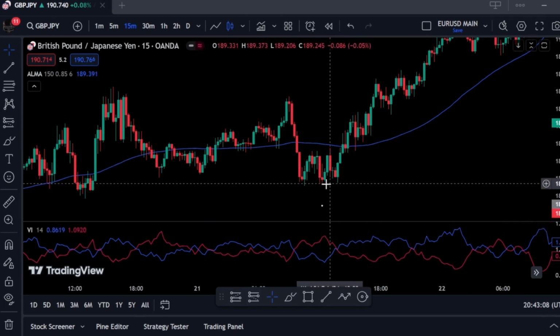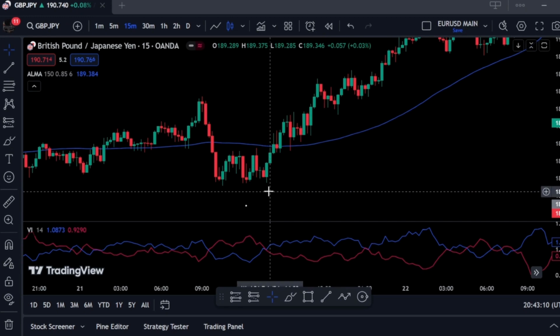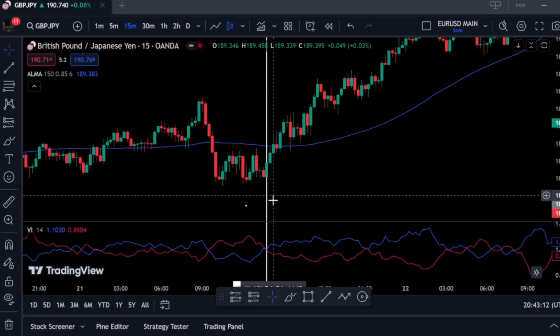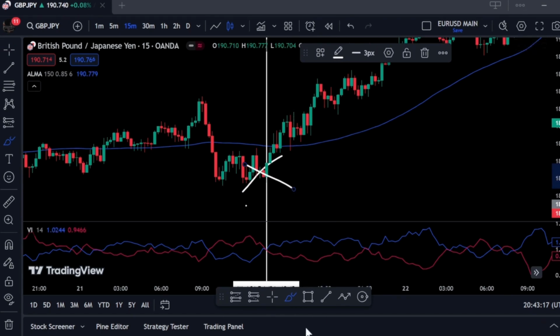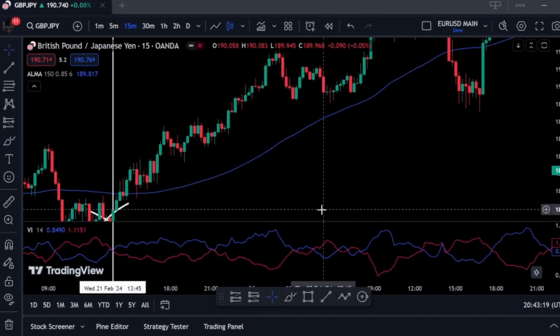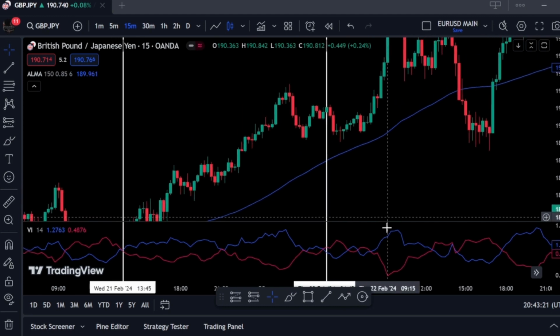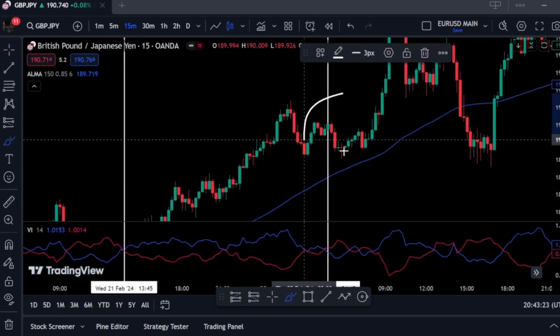The first signal that we get here is a buy signal on this candle, but the price is currently below the moving average, so we will automatically consider this signal to be a false signal. Next, we get a sell signal on this candle, but at this moment, the price is above the moving average, so we assume it is a false signal.